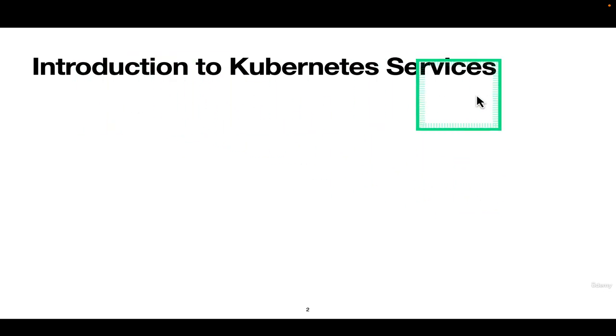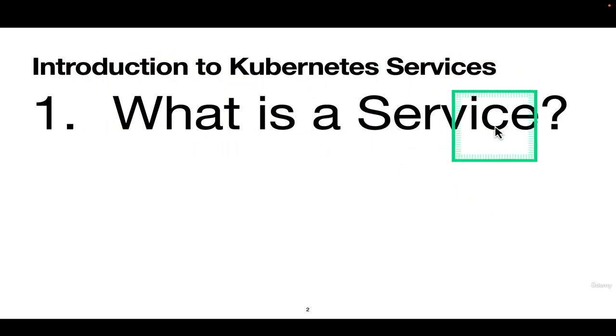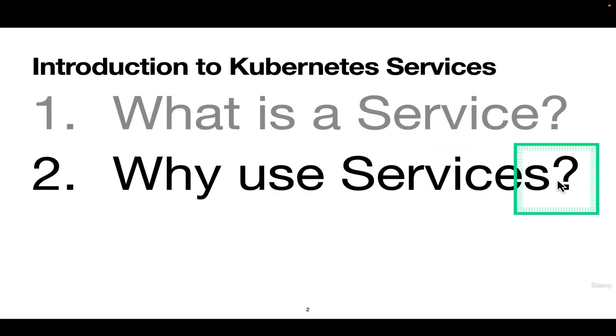So, introduction to Kubernetes services. What is a service? A service in Kubernetes is an abstraction that defines a logical set of pods and a policy to access them. So why use services? Services provide a stable IP address and DNS name, load balancing, and allow for the discovery of pods in a distributed system.